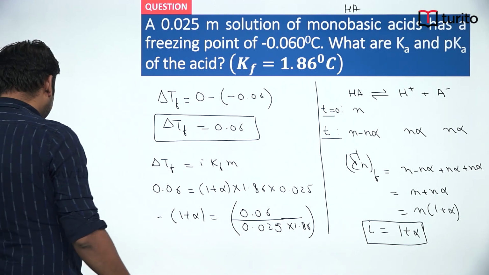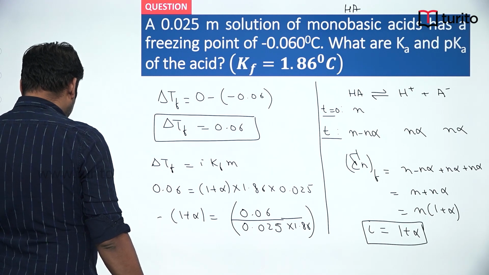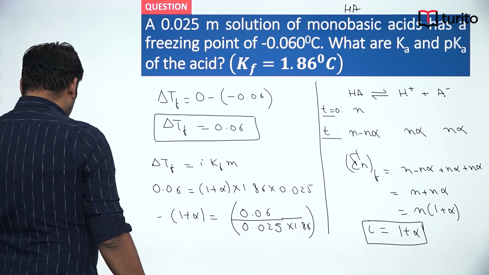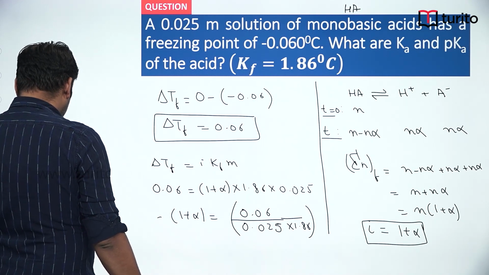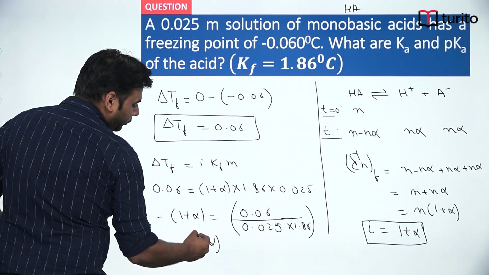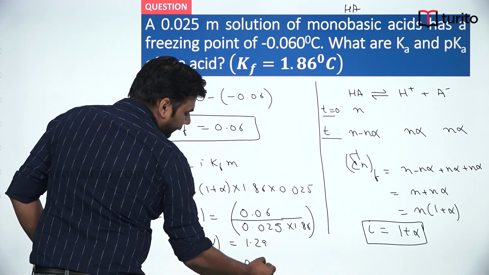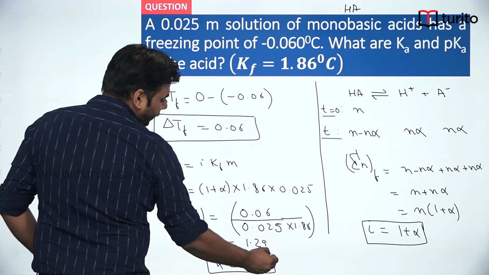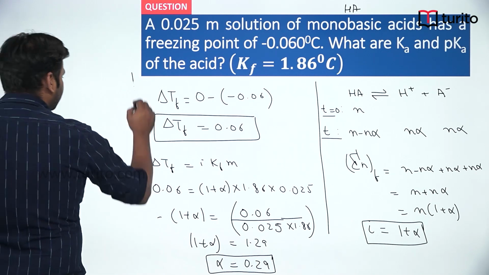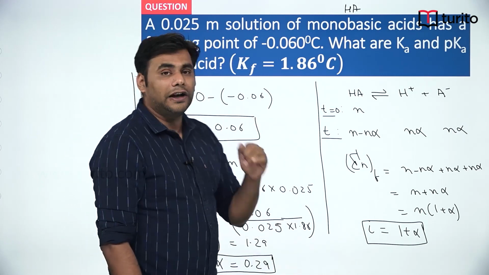Look, if I calculate this, this comes as 1.29. So 1 plus alpha comes out to be 1.29. So alpha in this case is 0.29. So the degree of dissociation of this is 0.29. Hope this is clear to you. So we have got the degree of dissociation of this acid. Now we need to find the value of Ka.